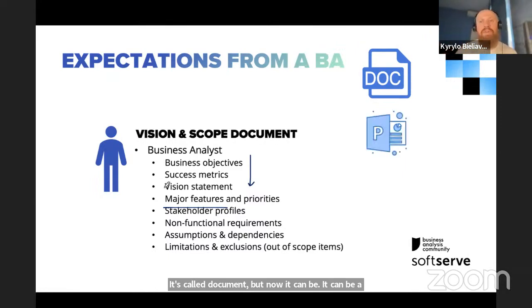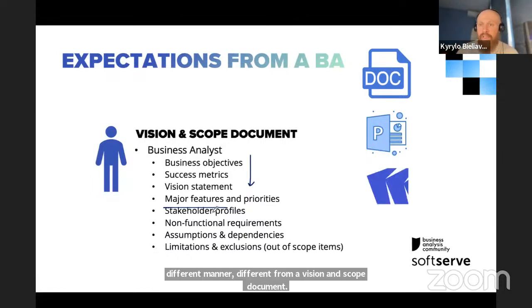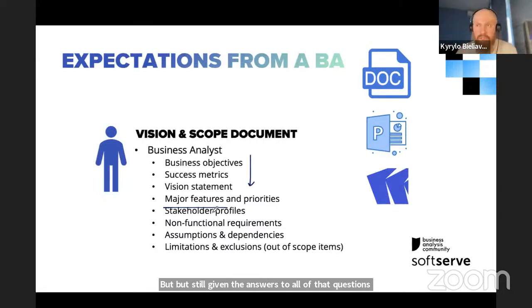But it can also be something like a PowerPoint presentation with 30 slides that has all the same information, structured and visualized differently from a vision and scope document, but still giving the answers to all of those questions. Or you may have it just as a Miro board, which is what we're usually doing right now: a Miro board with a lot of visual representation of basically the same information, developed as part of the workshops during discovery. And this is what you hand off as your discovery deliverable.